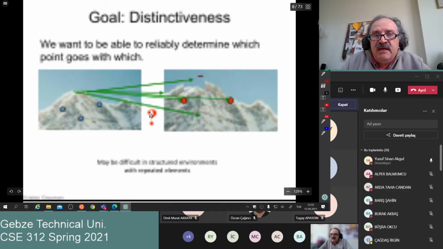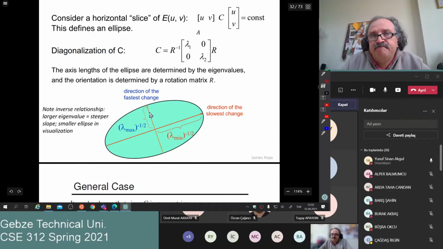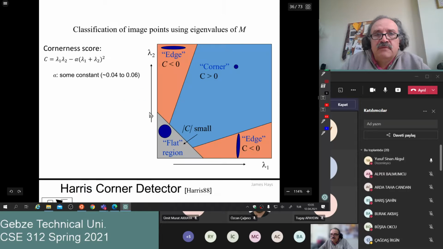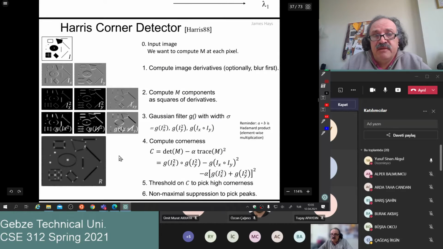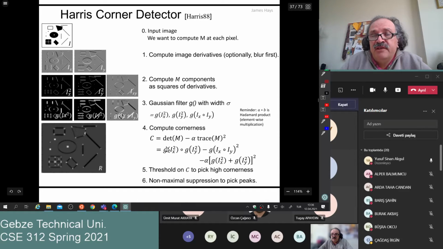And at the end, I think I showed you this. We said that this is what you do. Take these lambda values, eigenvalues, and alpha is a constant, usually chosen like this. Calculate this one. If this one is very small, it's a flat region. If it is large, then it's a corner. If it is less than 0, it's an edge. We talked about this. And usually we don't calculate these lambdas directly. We calculate these values actually.